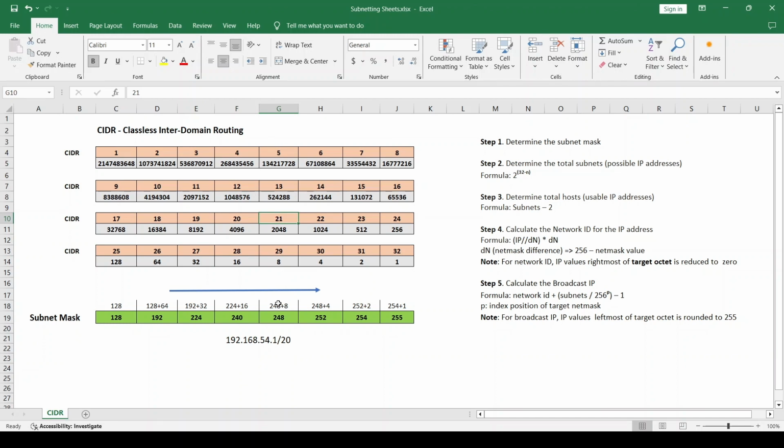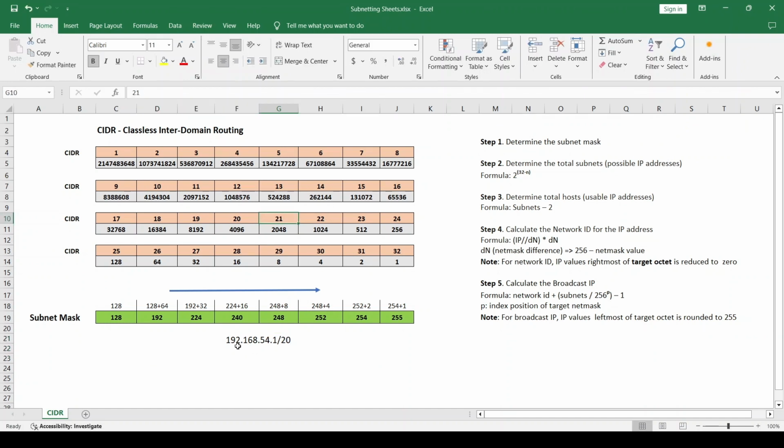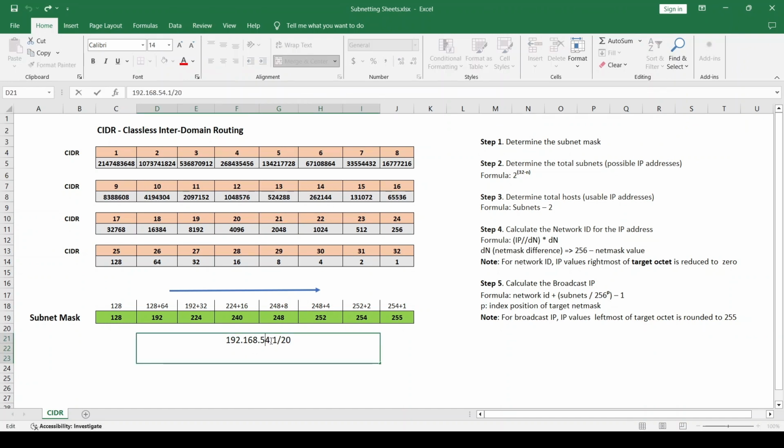And where does that fall into? It falls into this third octet here. So this will be our octet of interest, or our target octet. This is important. I want you to get this. Our target octet will be the octet where the host addresses begin from. So if you are given a /20, you know our host addresses will begin from 21. Where does 21 fall into? The third octet, which is 1, 2, 3, in this case this 54 group here.